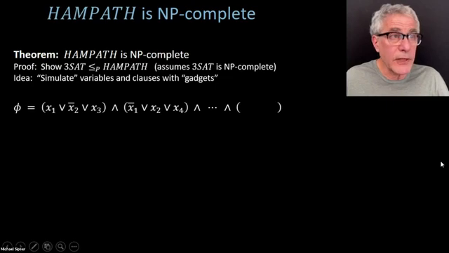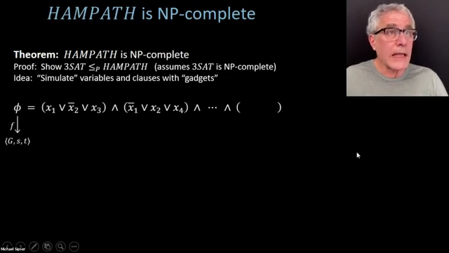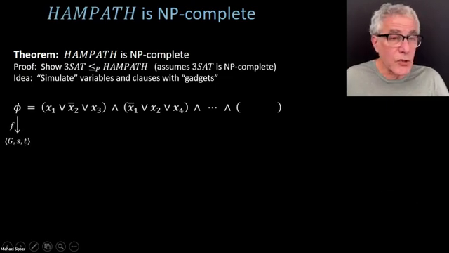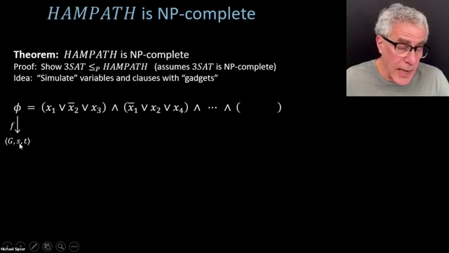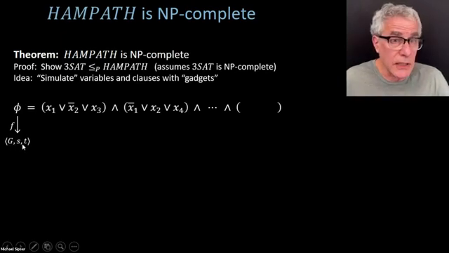So let's take a formula here, and let's again try to imagine how we would reduce that to the handpath problem. So the reduction would produce a graph. No, it would produce a handpath instance, so a G, S, and T. You want to know, is there a Hamiltonian path from S to T in the graph?